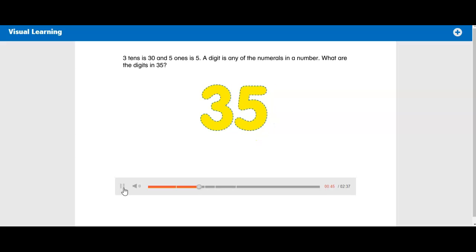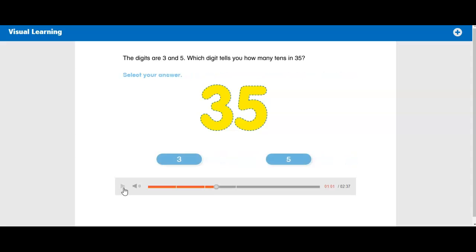A digit is any of the numerals in a number. What are the digits in 35? The digits are 3 and 5. Which digit tells you how many tens in 35? Select your answer.